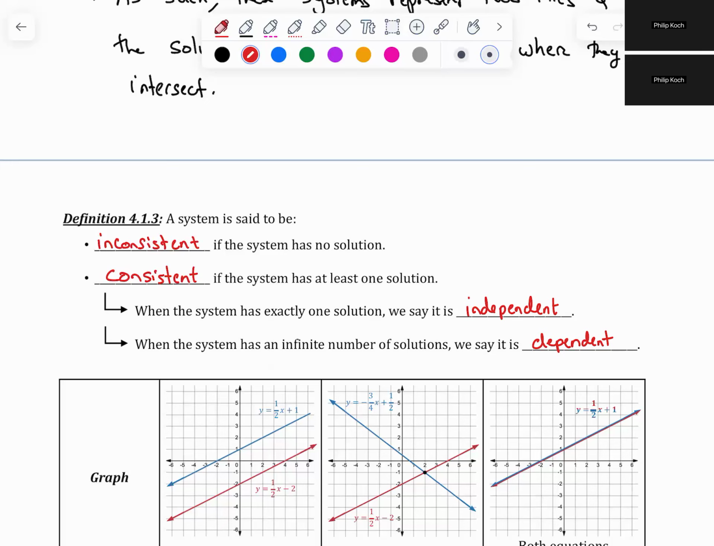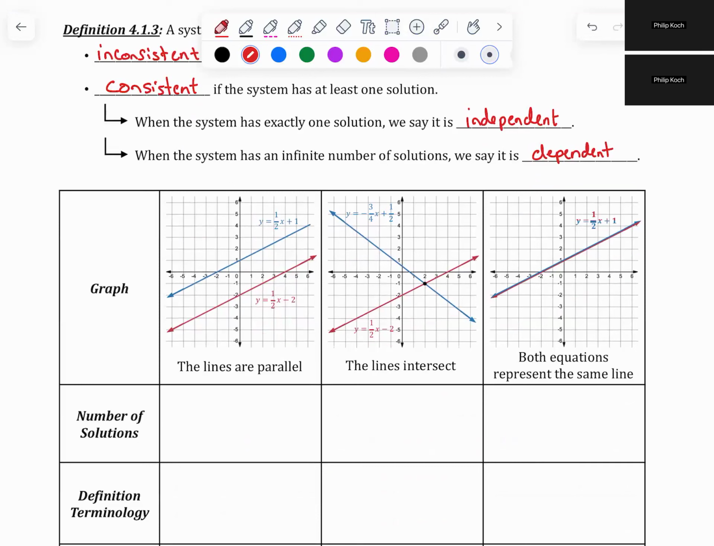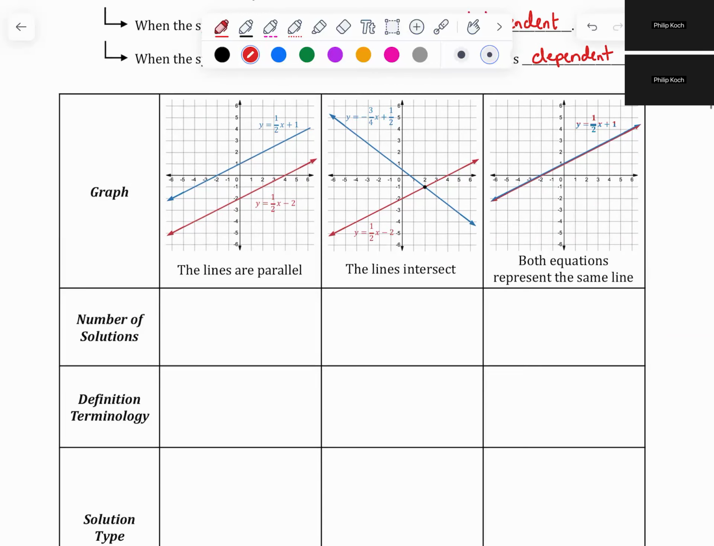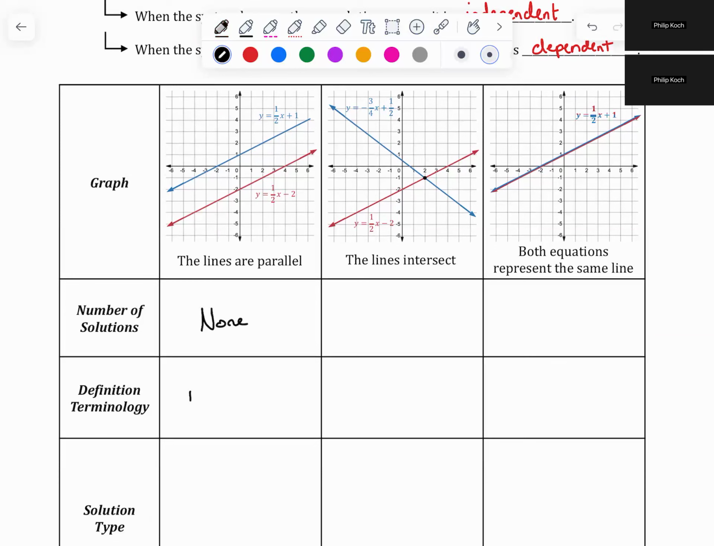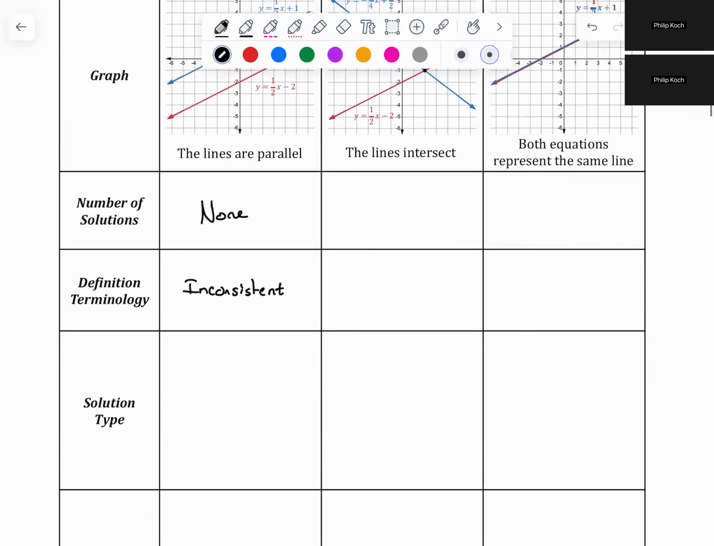So how do we get these different situations? If the lines are parallel, what we learned in geometry is that parallel lines never intersect, unless we're talking about elliptical geometry, in which case that would be an upper division math course. So in our field of study, parallel lines will never intersect. So the number of solutions is none. In terms of the definition terminology, this is an inconsistent system. It has no solution, hence is inconsistent. And so the solution type is NA.